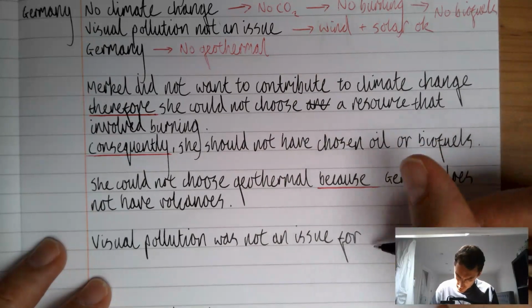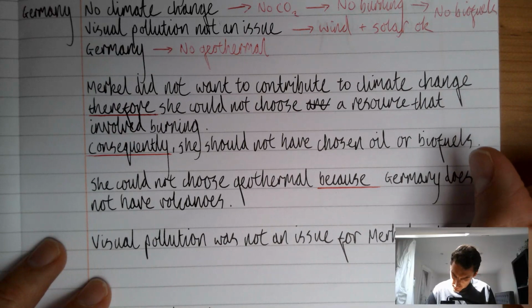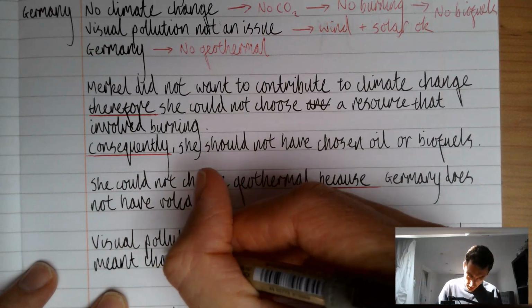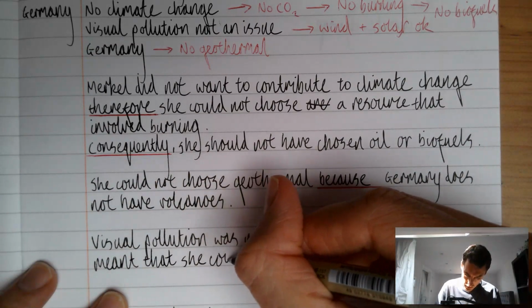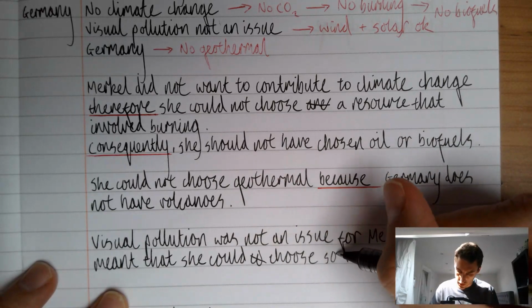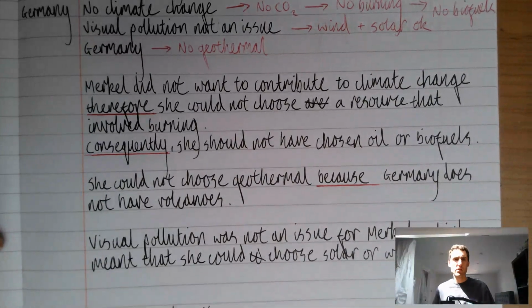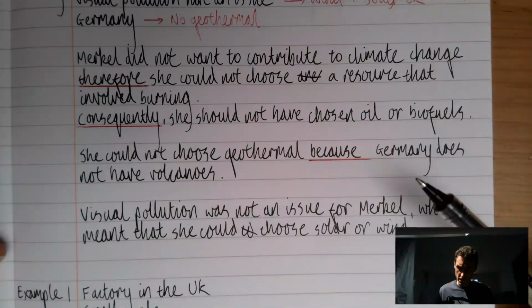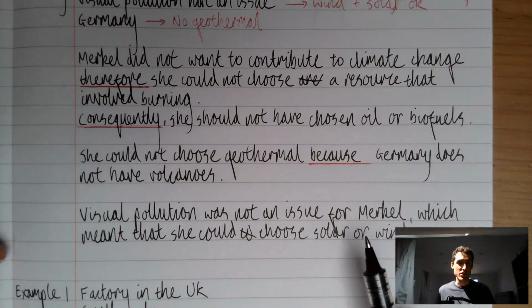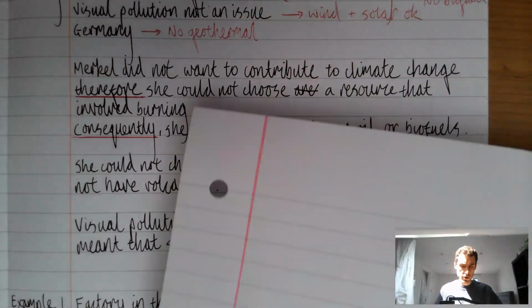Or Merkel, comma, which meant that she could choose solar or wind. Stop. So we've given an explanation of why she couldn't choose oil or biofuels, why she couldn't choose geothermal, which leads us to say, well, actually solar or wind was going to be her best bet. So that's one example that we could do.